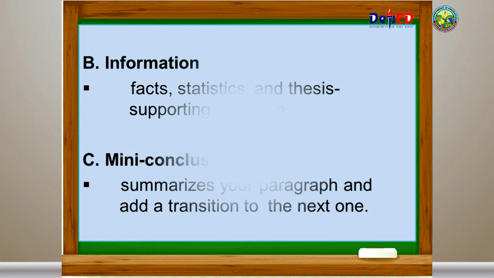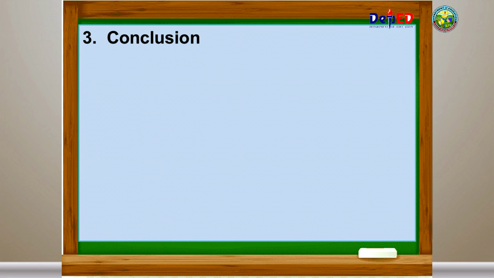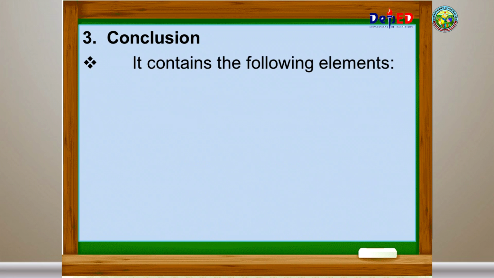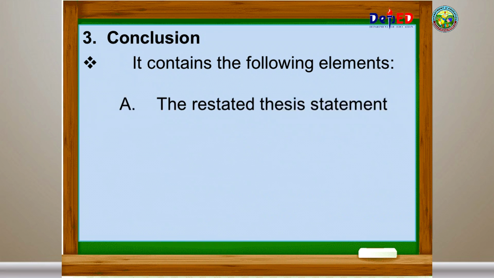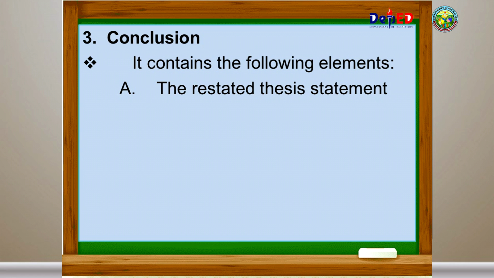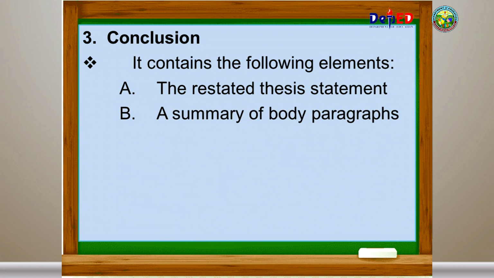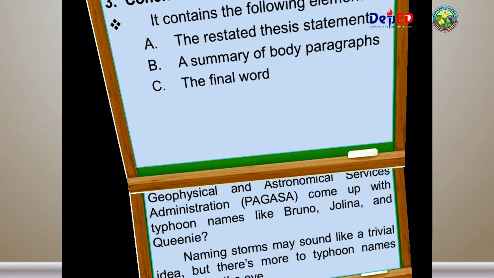The third part of an essay is the conclusion, which for an informative essay has the following. First, the restated thesis statement. The second one is a summary of body paragraphs. And the third one is the final word.